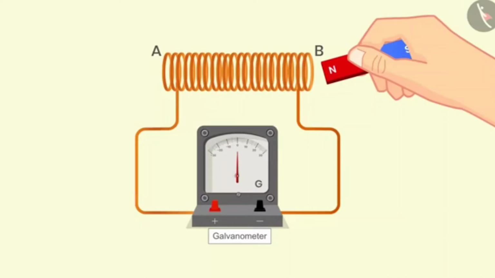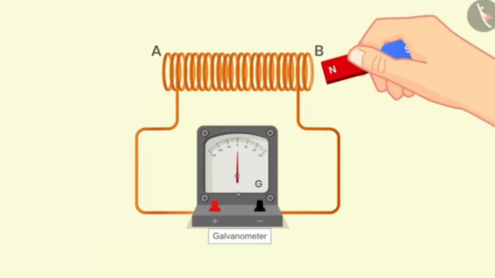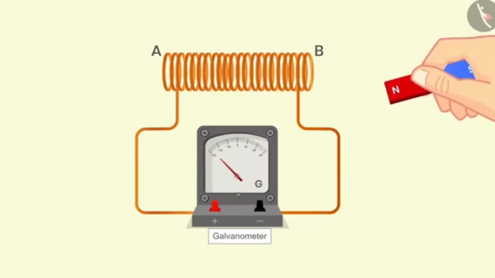Let us assume that the deflection is on the right side. Deflection in the needle proves that there is electric current in the coil. The needle comes back to zero as soon as the motion of the magnet stops. In the same way, if we withdraw the north pole away from the coil, then a deflection on the opposite side can be seen in the needle, which shows the current is flowing in the opposite direction in the circuit.